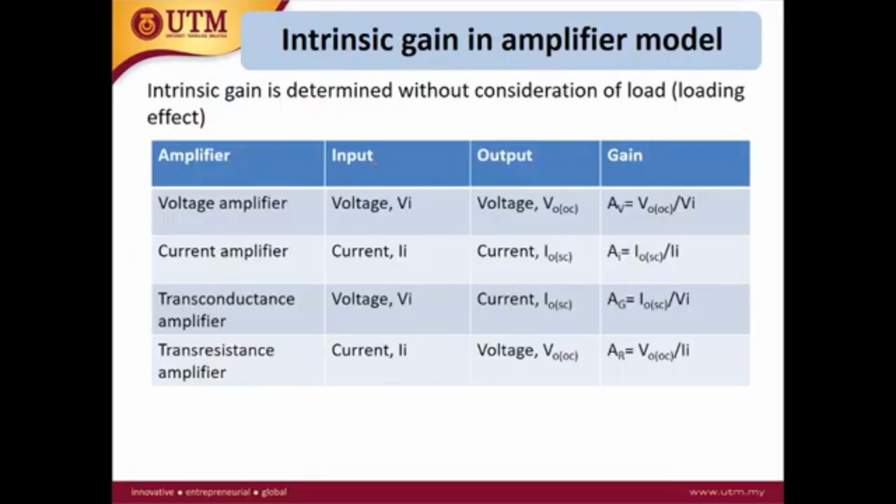Okay, this table summarizes the difference between the voltage amplifier, current amplifier, transconductance, and transresistance amplifier. So we have the definition. What is the gain here? A_V, A_I, A_G. A_I is the current gain, A_G is the transconductance gain, A_R is the transresistance gain. You may notice the word V_OC, let's say V_out, and then OC. What is OC? Here OC actually stands for open circuit.